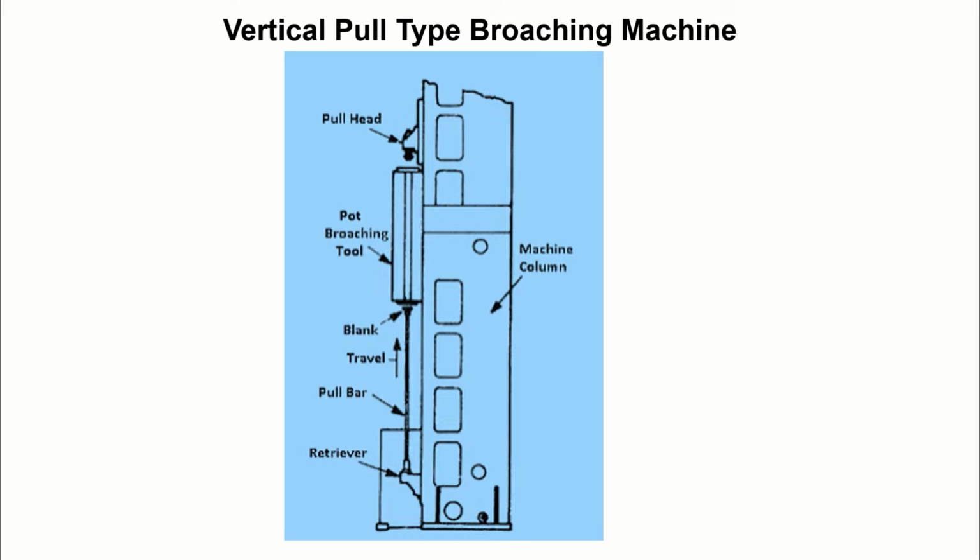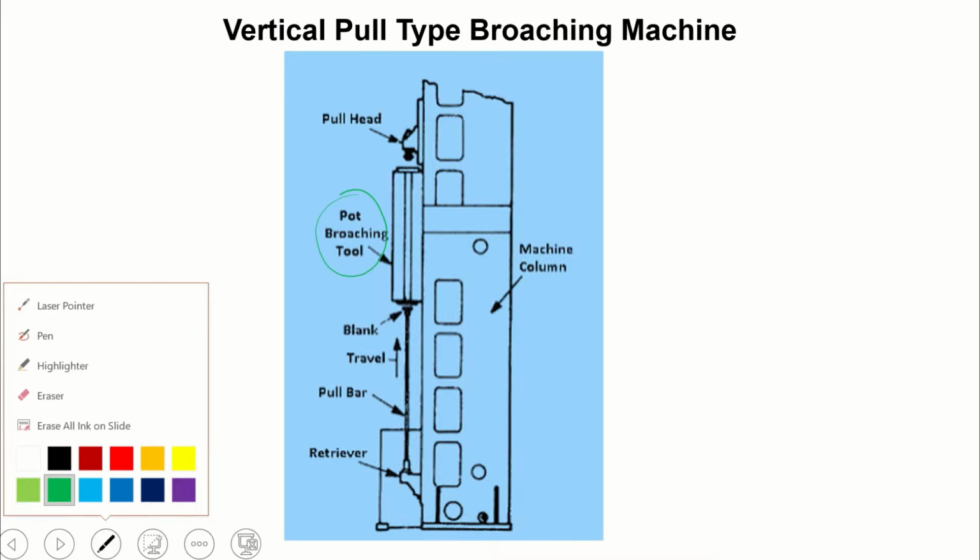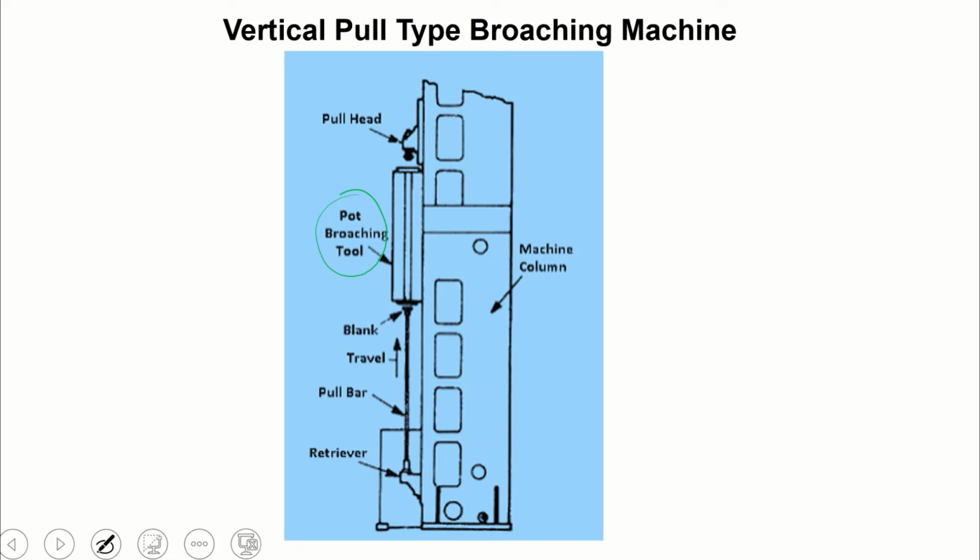Here, compared to the horizontal broaching machine, the main difference is that the broaching tool, this one, is arranged in vertical direction. And a machine column can be seen. In the machine column, you can see a number of blocks like this, and these are representative blocks which are used to drive this particular broaching tool in this particular direction.